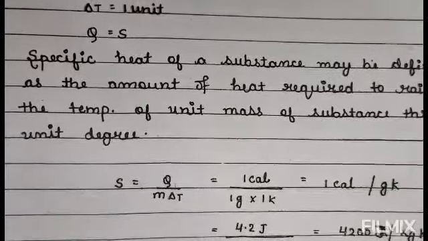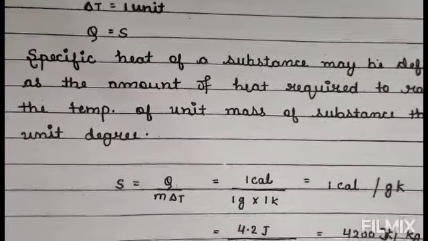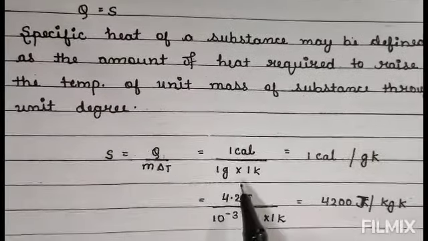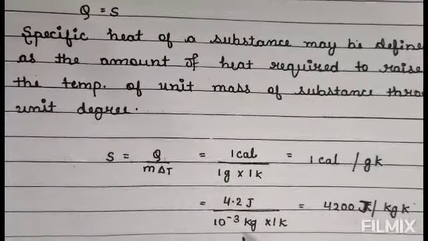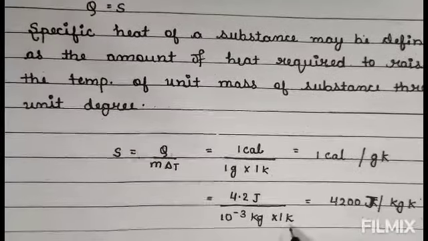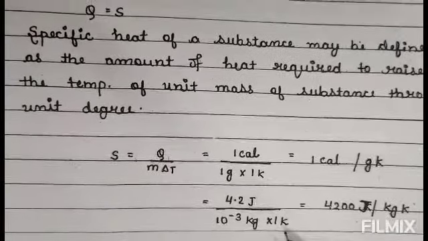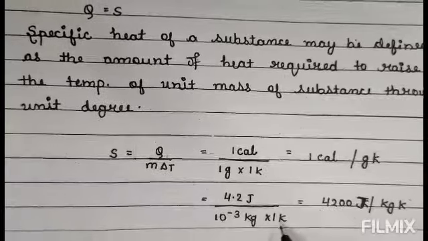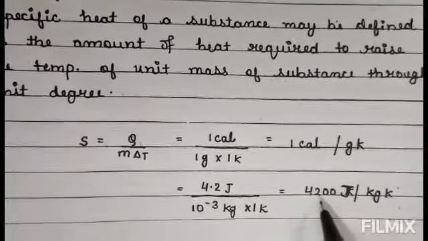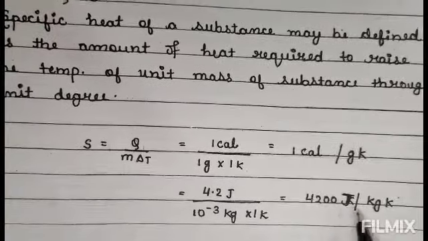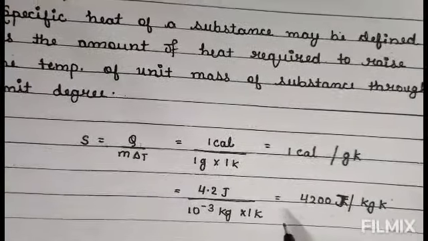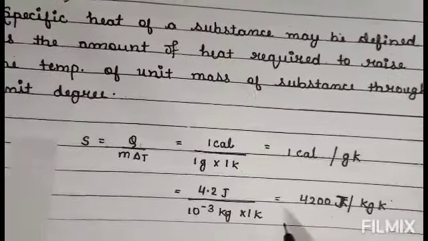Okay, we can express this in joule also, and we know very well that 1 calorie is equal to 4.2 joule and 1 gram is equal to 10 to the power minus 3 kilogram, and 1 Kelvin stays as it is, because we will measure the temperature in Kelvin only. So this will become 4200 joule per kilogram Kelvin. Okay, so this is the SI unit of specific heat.